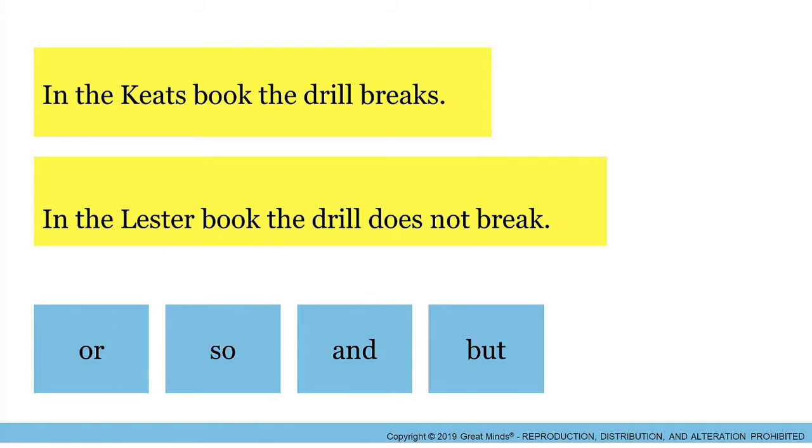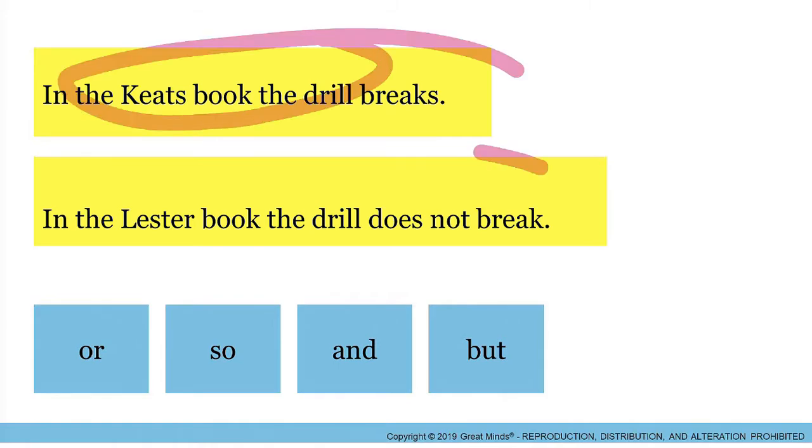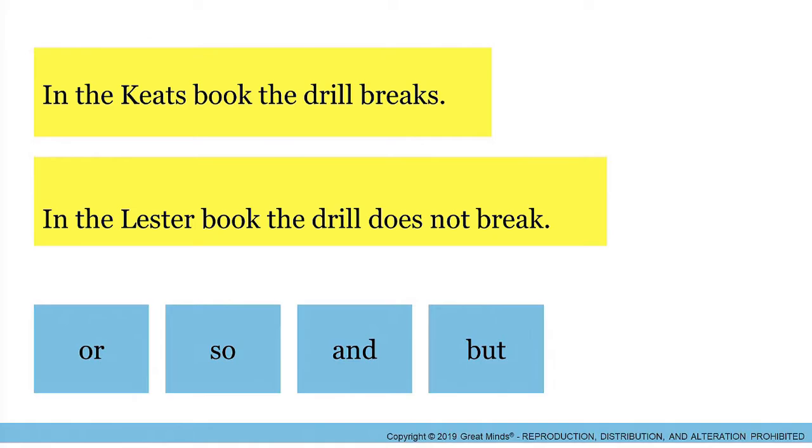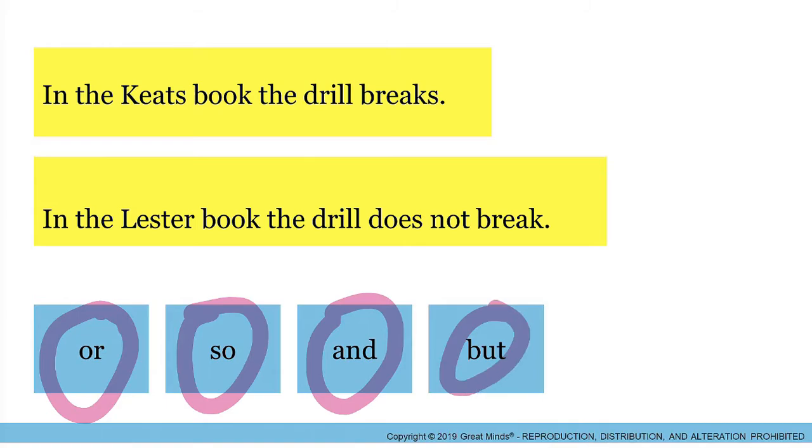So let's look at our two sentences that we have from comparing the two books. You can read it with me or just listen. In the Keats book, the drill breaks. That was the machine in the cave. In the Lester book, the drill does not break. Okay, so we have two sentences telling us how the books are different. So how can we combine these two sentences to make just one sentence by using or, so, and, or but?